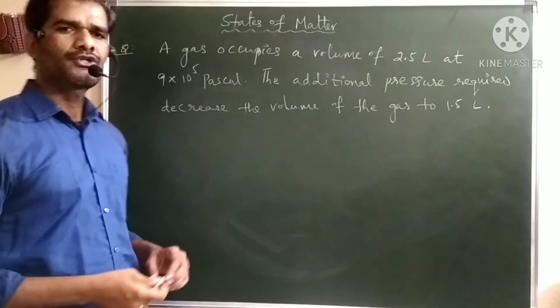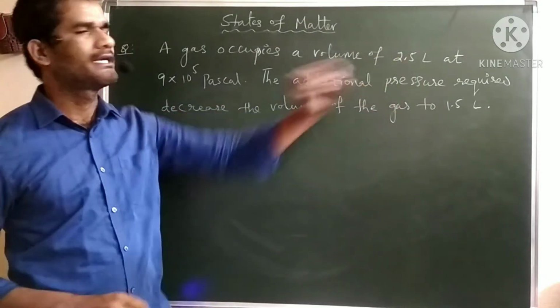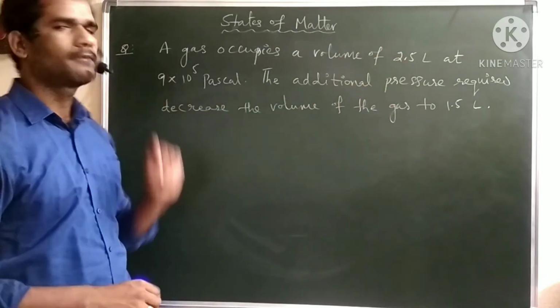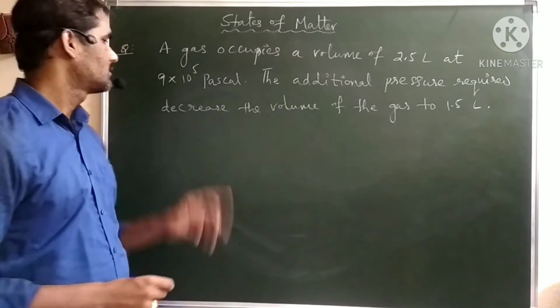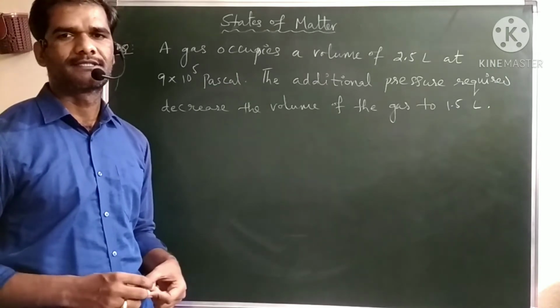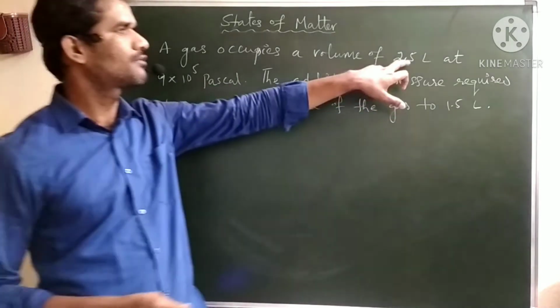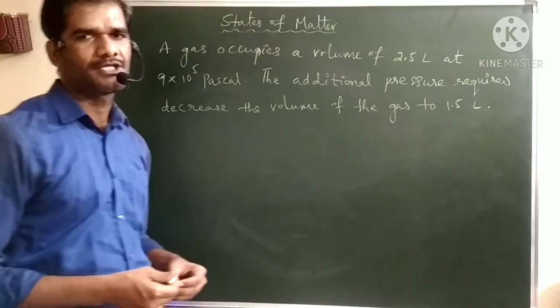Now we'll see the second question. A gas occupies a volume of 2.5 liters at 9 into 10 power 5 pascals. Then what is the additional pressure required to decrease the volume of the gas to 1.5 liters? So here we are decreasing from 2.5 to 1.5. Then how much additional pressure is required?